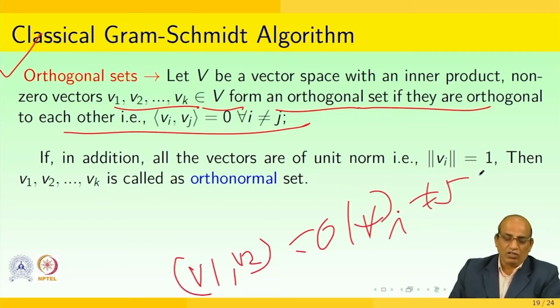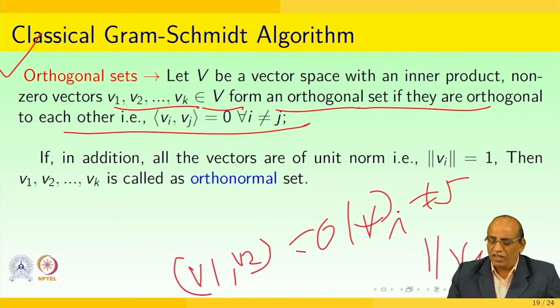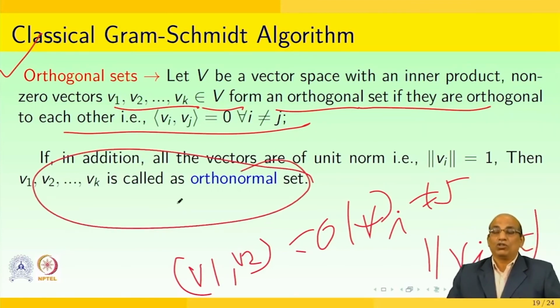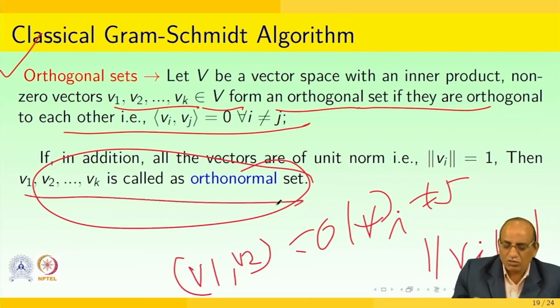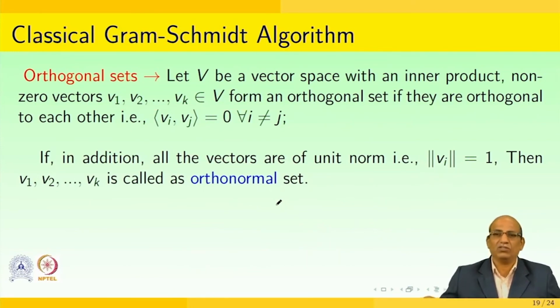That means Vi is orthogonal to Vj for all i not equal to j. So we should get the orthogonal vectors. In addition to that, if all the vectors are unit normal, that is, the norm of Vi is 1, then the vectors are said to be orthonormal vectors. You find orthogonality in many engineering applications. So if the vectors V1, V2, V3 are unit normal, we say they are orthonormal vectors, and they have very specific applications in science and engineering.